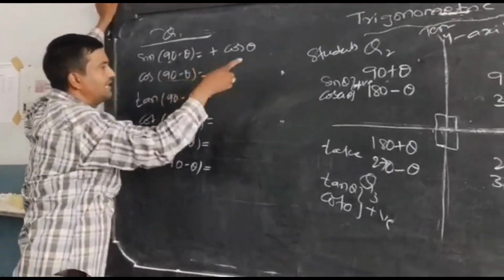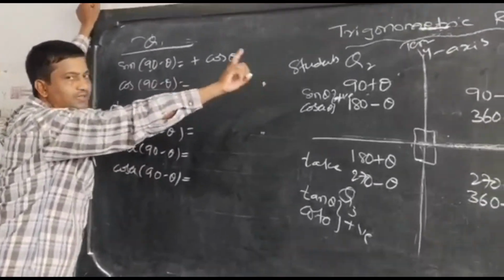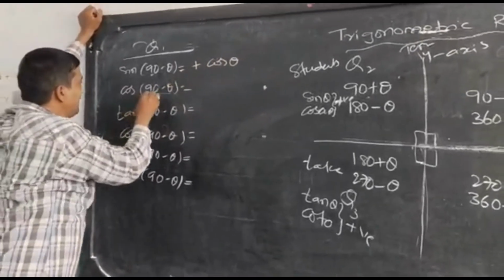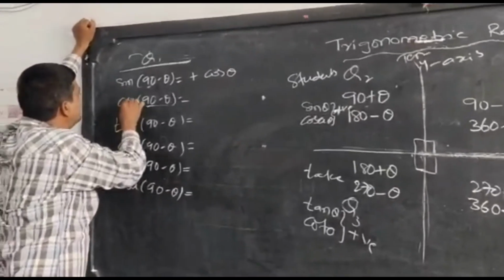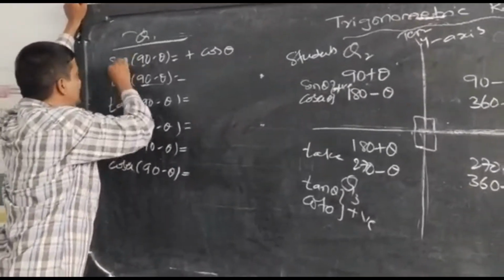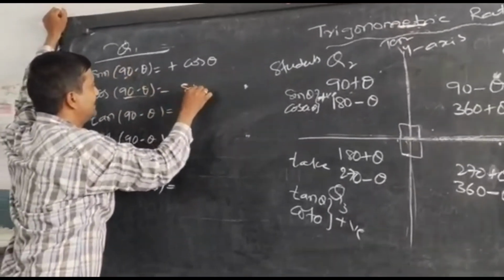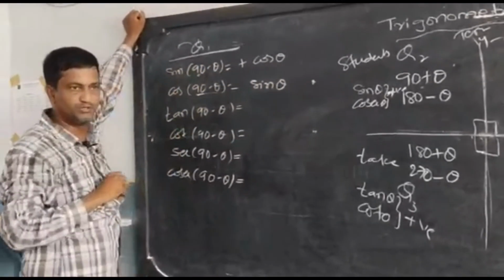Again, cos 90 minus theta. 90 minus theta lies in the first quadrant. In the first quadrant all the ratios are positive, and the angle is 90, so there is a change in the ratio. What is the change? The nearest ratio of cos is sine. That is what? Sine theta. No need to write plus.